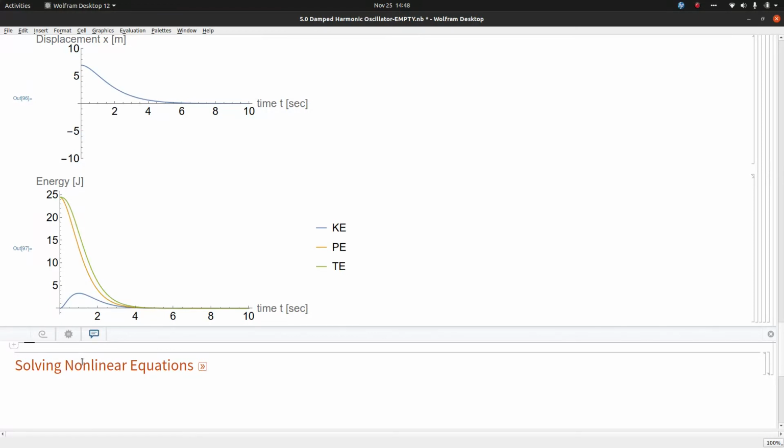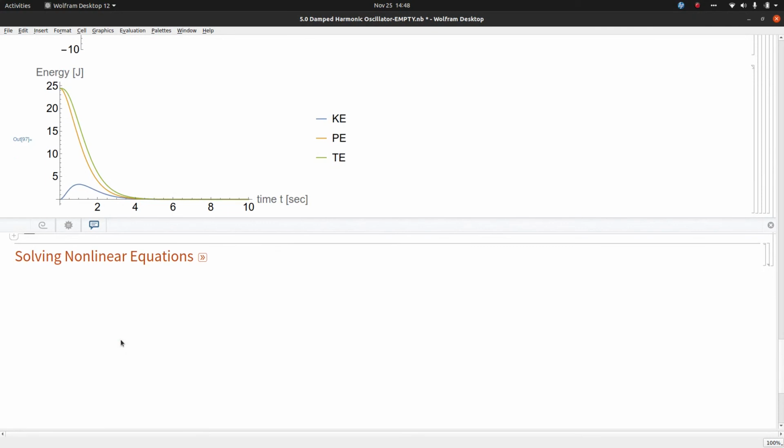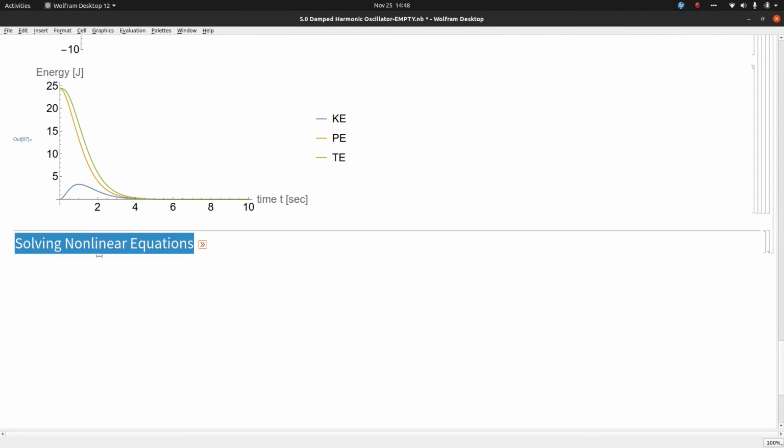That is it for now. Join us next time where we'll continue discussing the damped oscillator, but we'll be looking at it through our first case of a nonlinear equation, where we'll consider a different type of damping force that's not just proportional to the velocity.